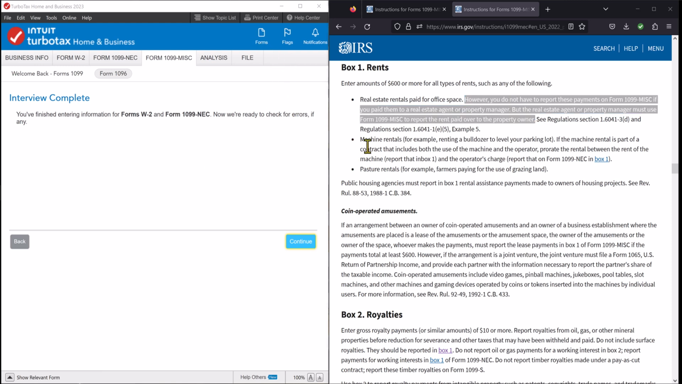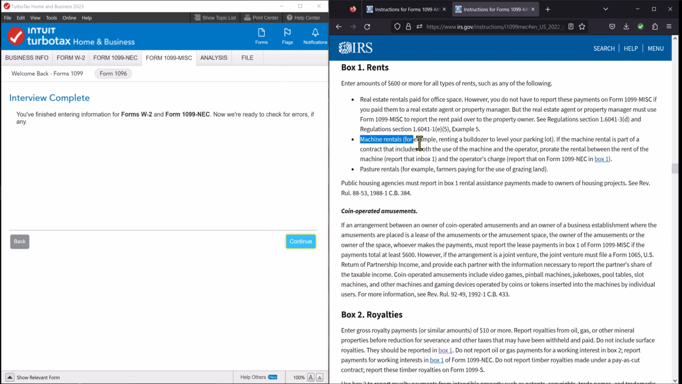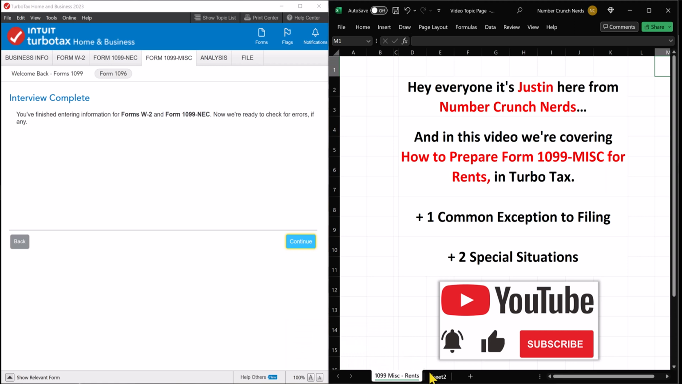And the second exception is going to be machine rentals. For example, renting a bulldozer to level your parking lot. If the machine rental is part of a contract that includes both the use of the machine and the operator, then prorate the rental between the rent of the machine. Report that in box 1 right here, meaning box 1 of 1099 miscellaneous, and report the operator's charge in 1099-NEC box 1. So let's look at an example of that. Let's pull up this spreadsheet right here.